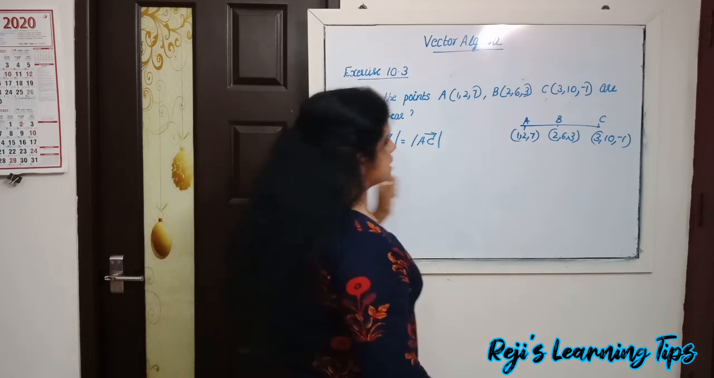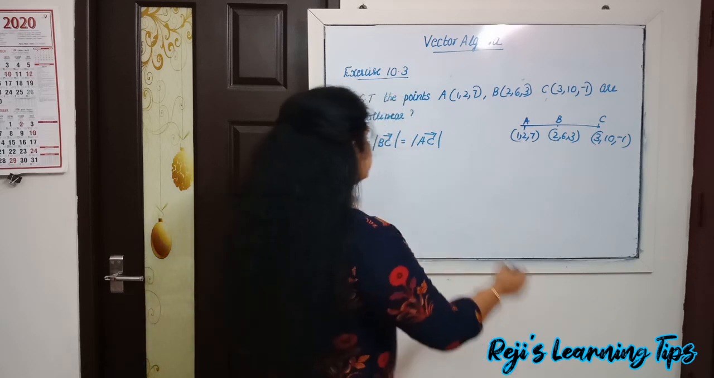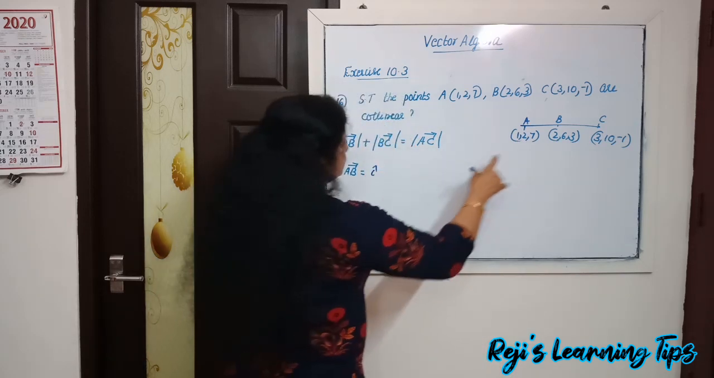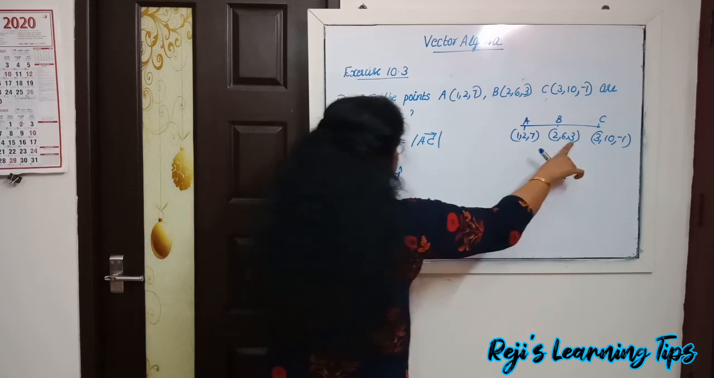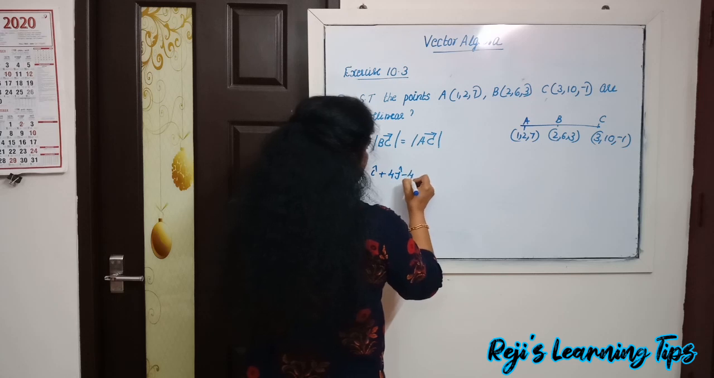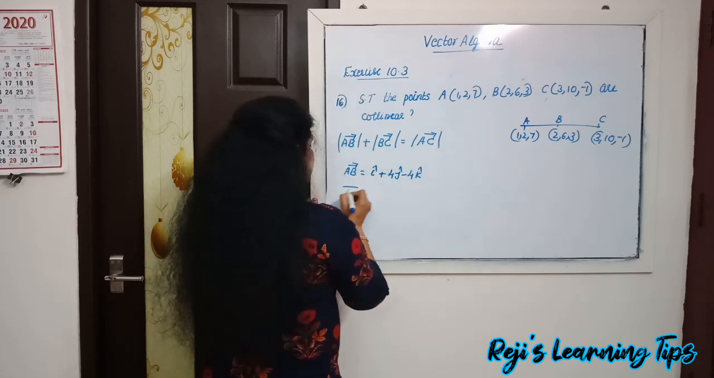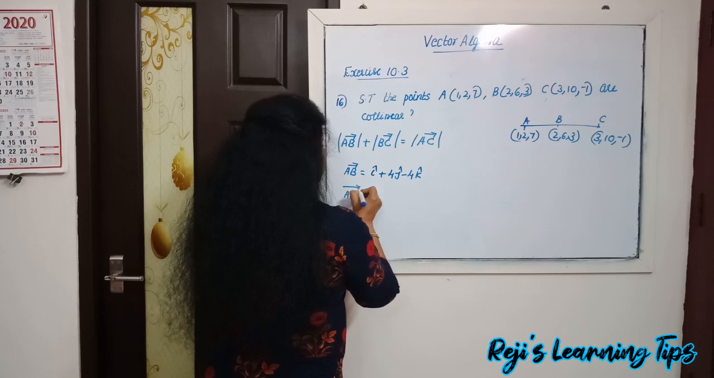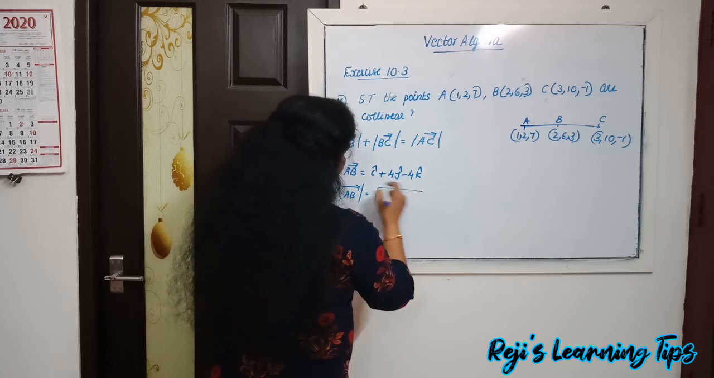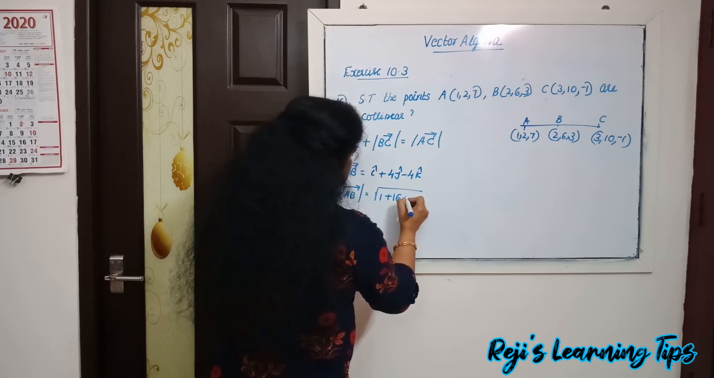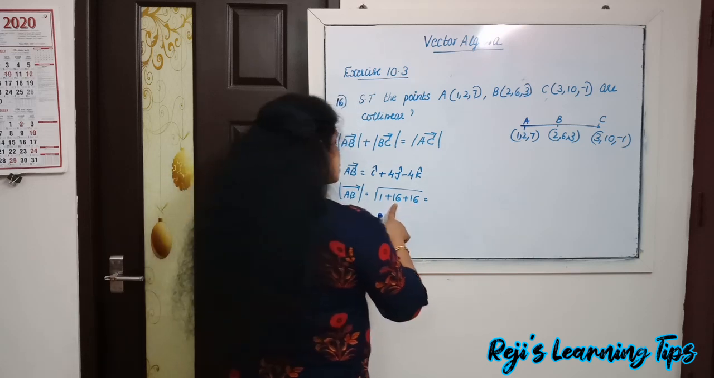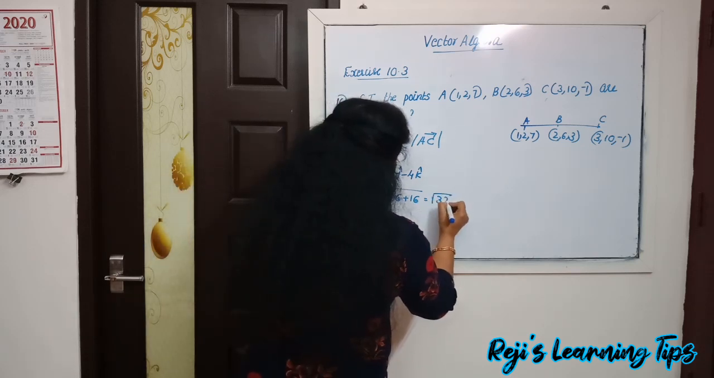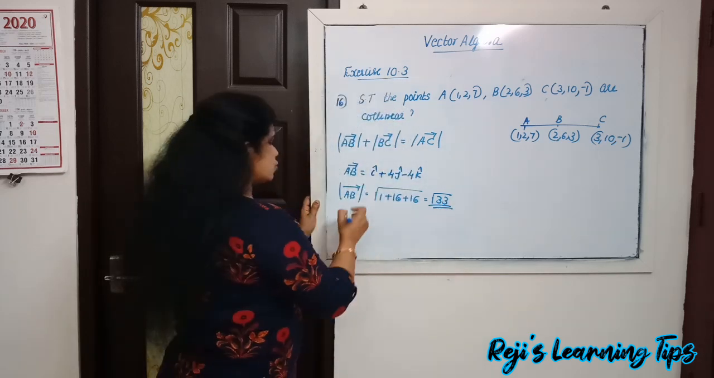Vector AB is 2 minus 1, that is i cap. 6 minus 2 is 4 j cap. Then 3 minus 7 is minus 4 k cap. Okay, then modulus of vector AB is equal to root of 1 square plus 4 square plus minus 4 square, that is 16 plus 16 is 32, plus 1 is root of 33. Okay, then we should find BC.